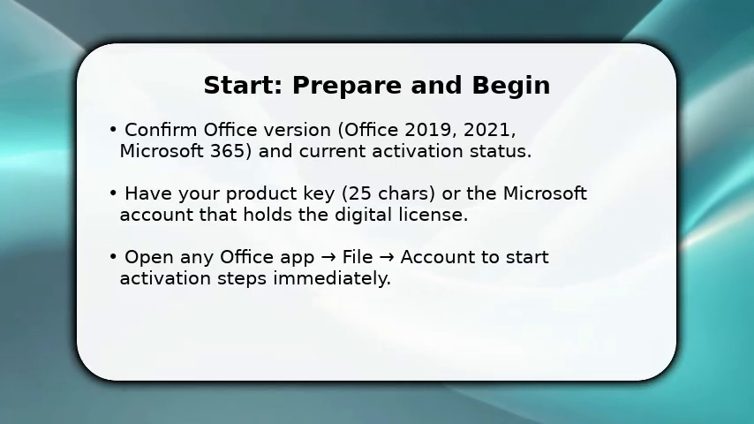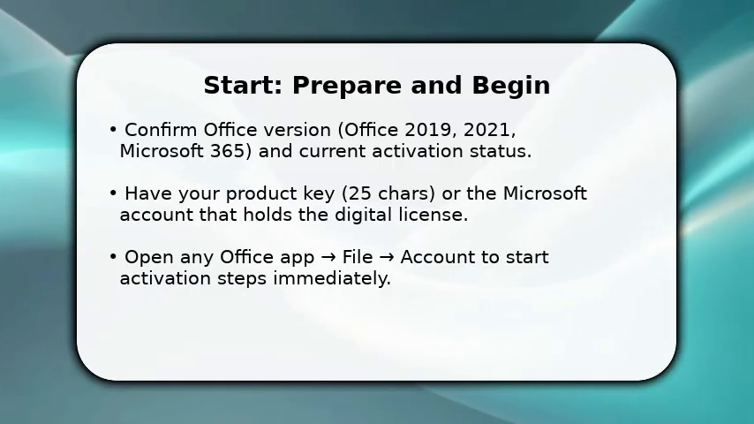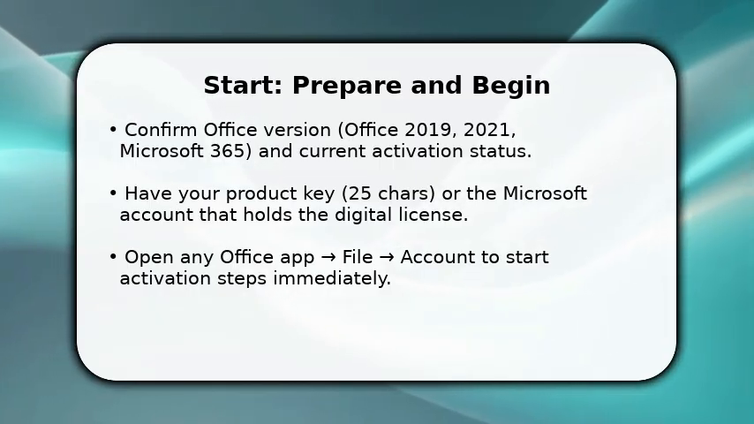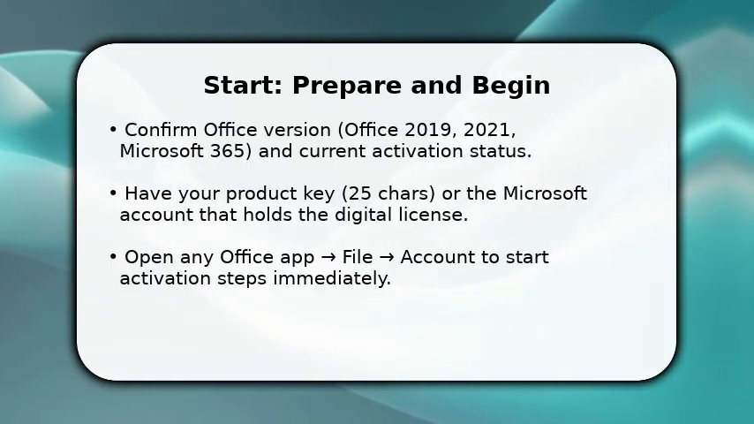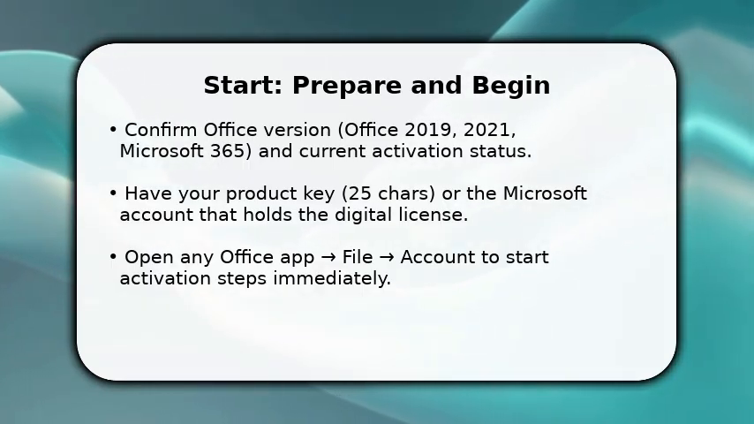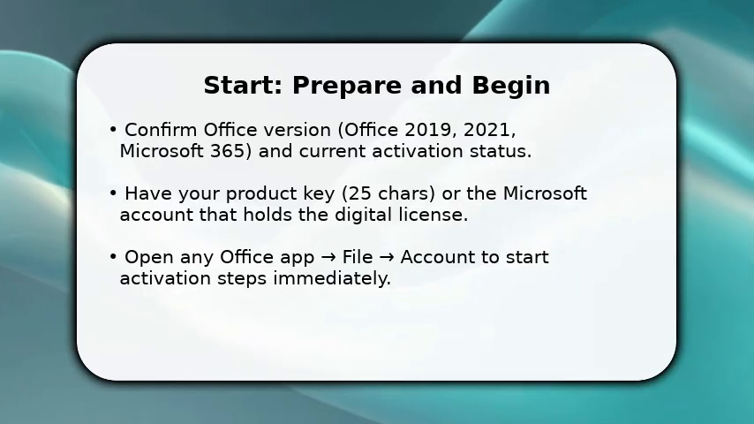You start by confirming which Office product you have and where the license lives, because the method changes. Once done, open Word or Excel and go straight to File, Account. Make sure you're signed into the Microsoft account you used to buy Office.